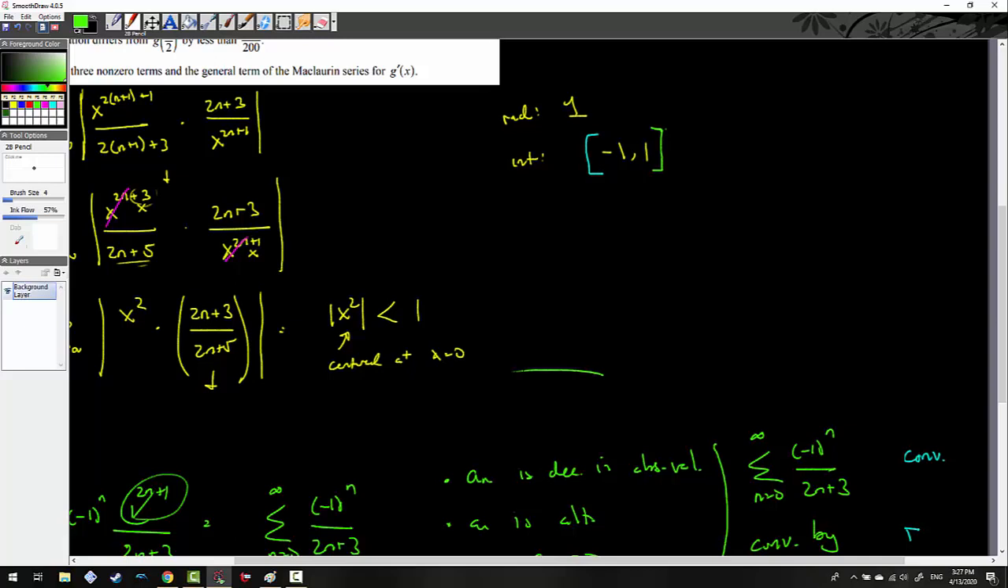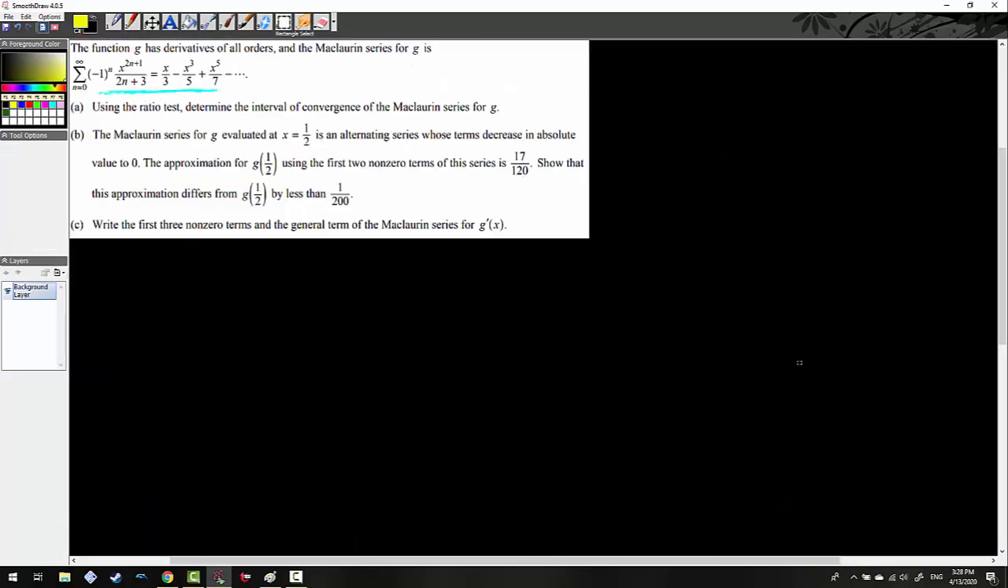Let me go and clean up the board and we'll get ready for part B. Alright, part B. While wordy, it's actually not terribly difficult. It says the Maclaurin series for G evaluated at x equals 1/2 is an alternating series whose terms decrease in absolute value to 0. The approximation for G of 1/2 using the first two non-zero terms of this series is 17 over 120. Show that this approximation differs from G of 1/2 by less than 1 over 200.